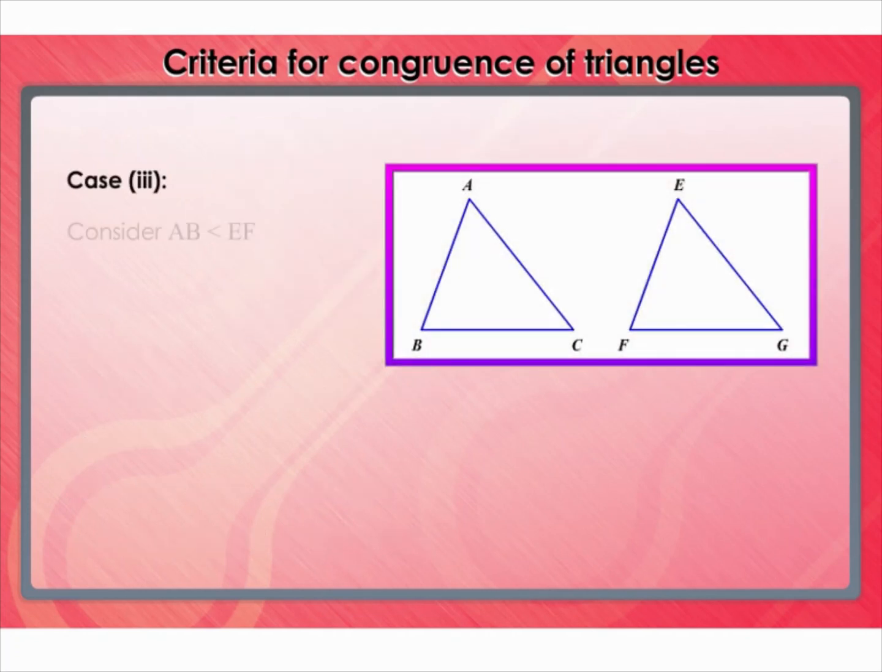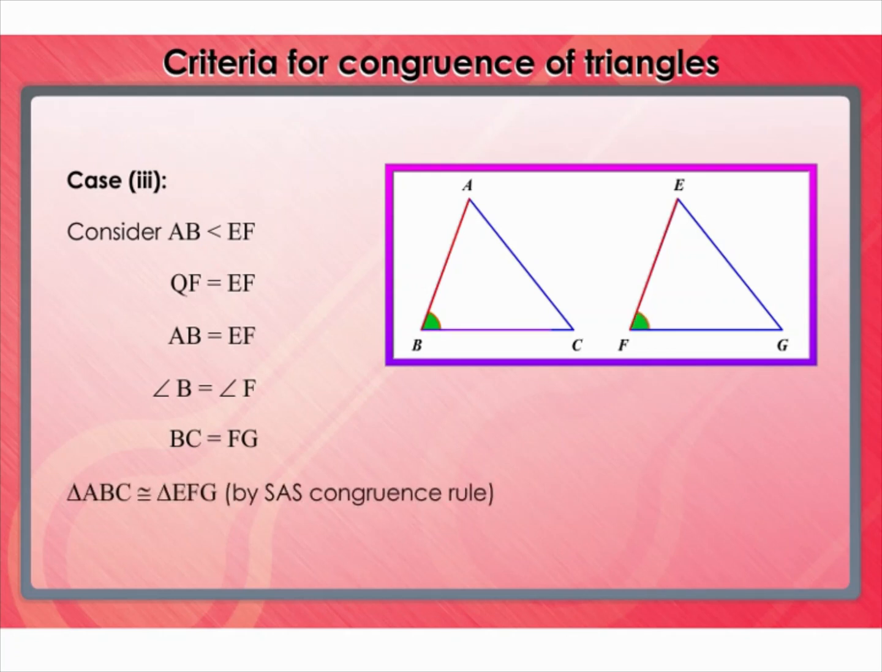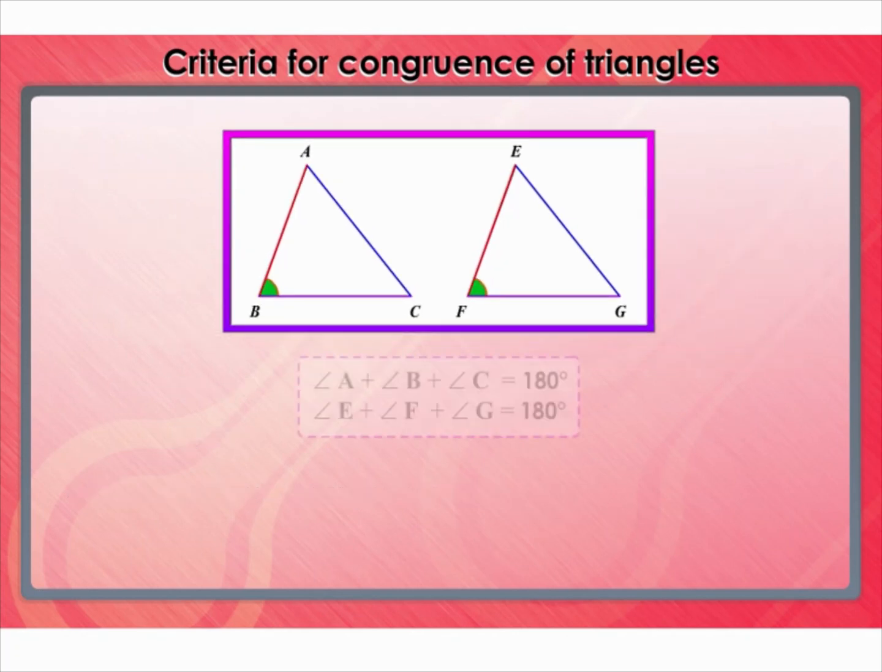In the third case, consider AB is less than EF. In this case, consider a point Q on EF such that QF is equal to AB. Proceeding in the same way as we did in case 2, we can conclude that AB is equal to EF. Therefore, by the SAS Congruence Rule, triangle ABC is congruent to triangle EFG.